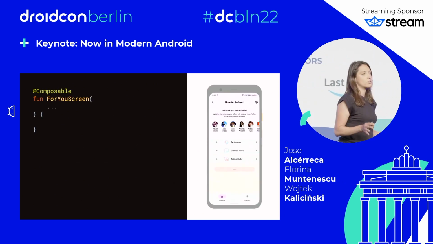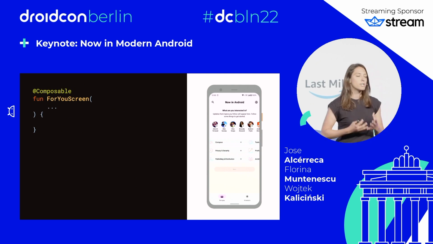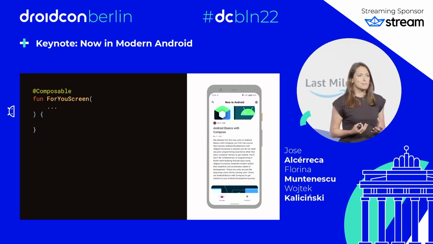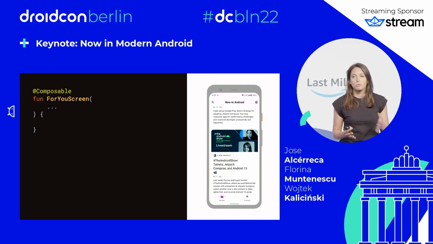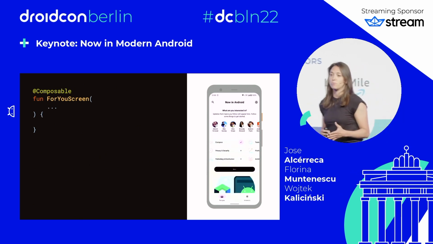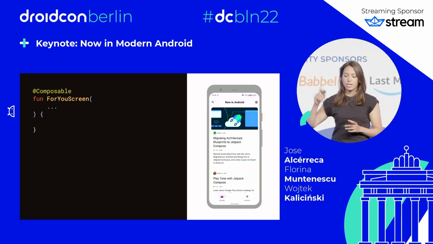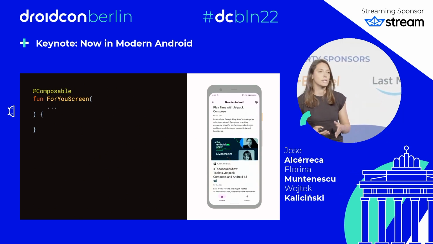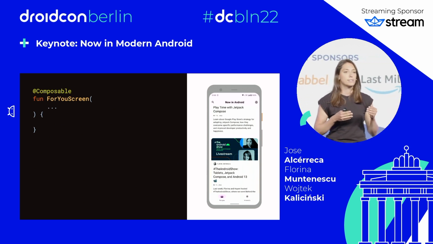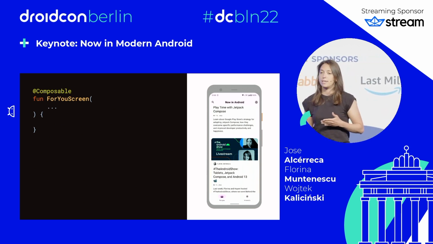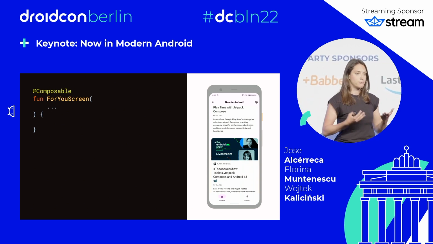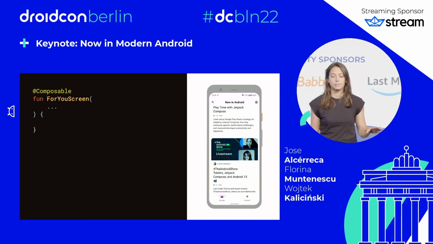So the first thing I want to show is just how expressive Compose is and how you can do a lot with a little code, which makes it easier to understand and to maintain. What I have here is the For You screen. It's the one where you can select the topics that you're interested in, and then based on those interests, you get a feed. Let's see how this was built.